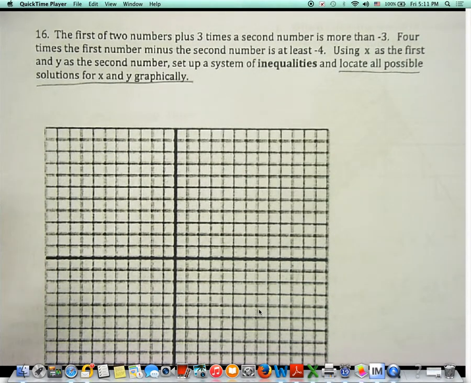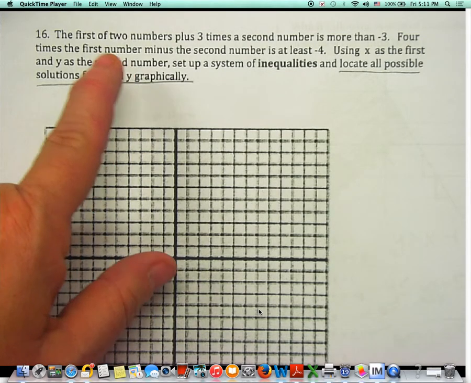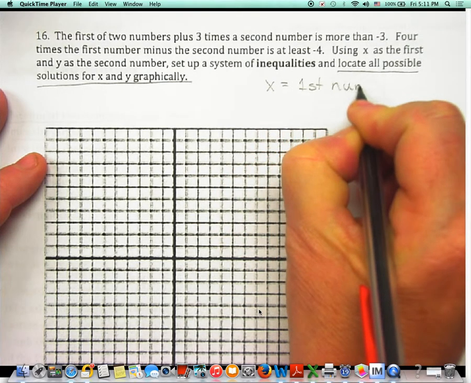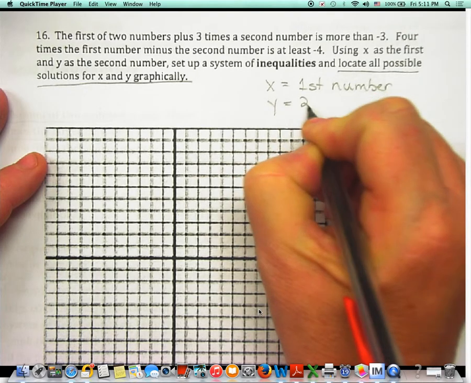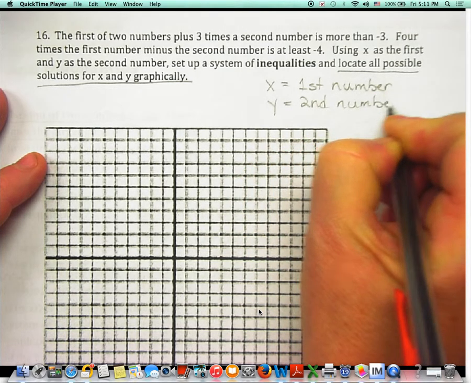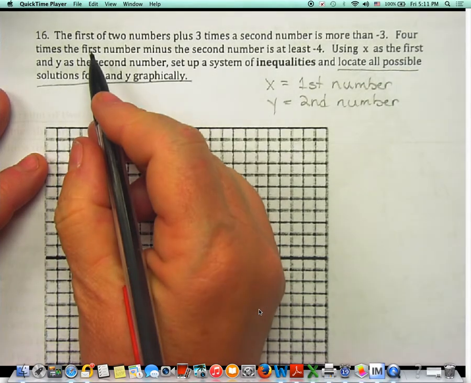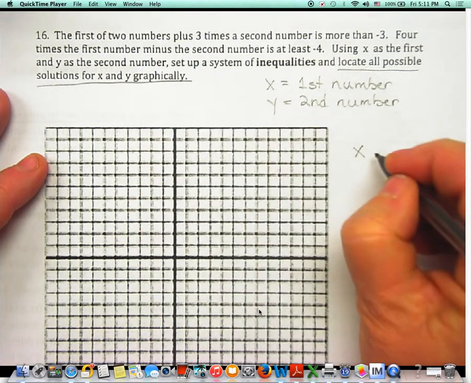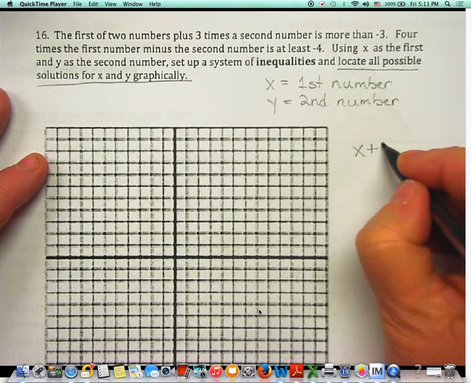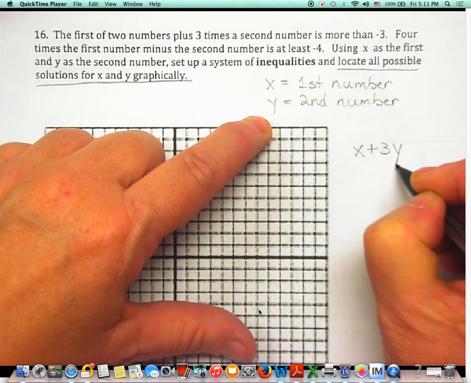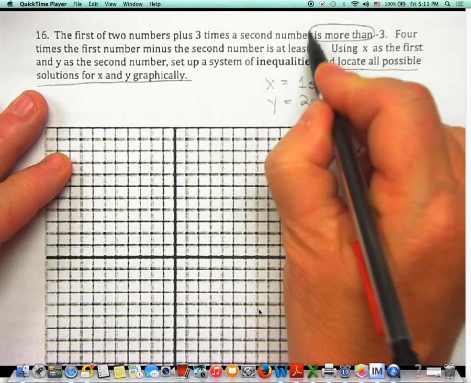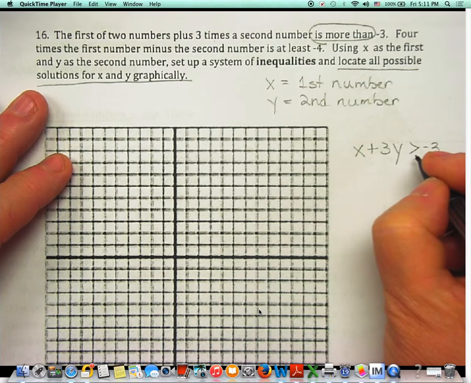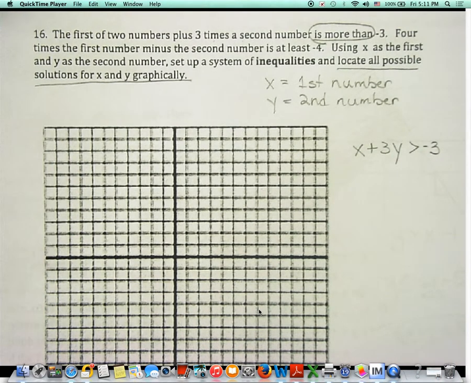Okay, so we're going to write two equations. We've got two numbers, the first number and the second number. So I'm going to let x be the first number. Y is going to equal the second number. And I'm going to write this just like it says. The first of two numbers, so the first number, which is x, plus 3 times a second number. So 3 times the second number is y, is more than. Now, is more than means greater than negative 3. And it can't be equal to. It has to be more than negative 3. So that's our first equation.